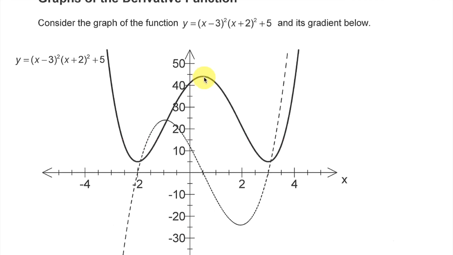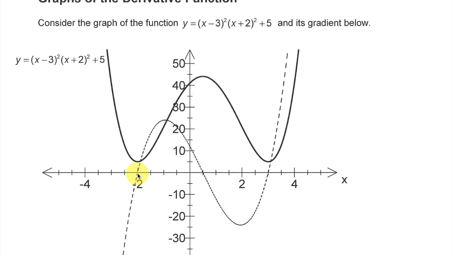Another turning point. Again, the slope of the original curve is 0, so therefore its derivative should be 0 at that same value of x. And finally, the third turning point, and there it is again. So we have our intercepts for the derivative function here, here, and here. They correspond to the turning points on the original graph for the same values of x.